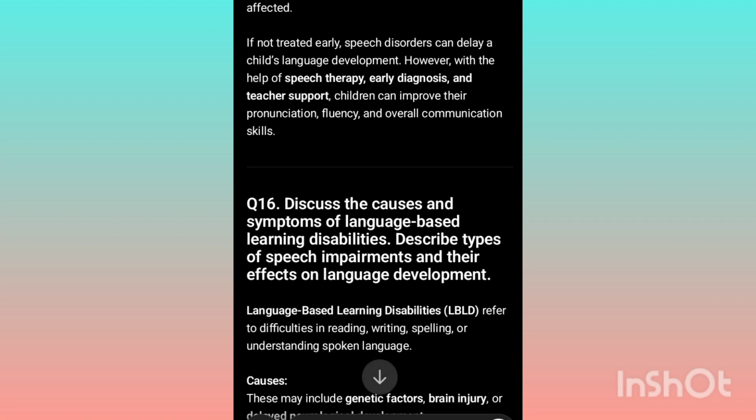If not treated early, speech disorders can delay a child's language development. However, with the help of speech therapy, early diagnosis, and teacher support, children can improve their pronunciation, fluency, and overall communication skills.